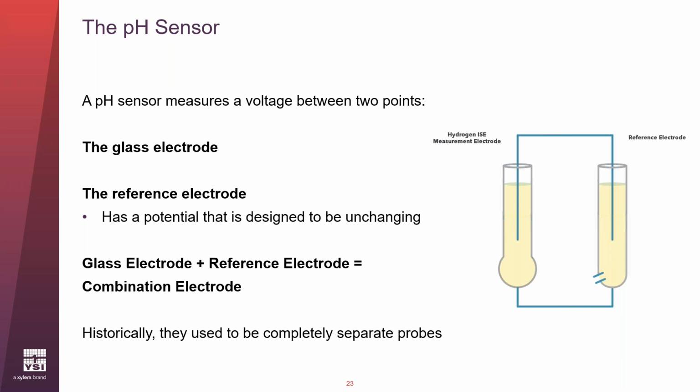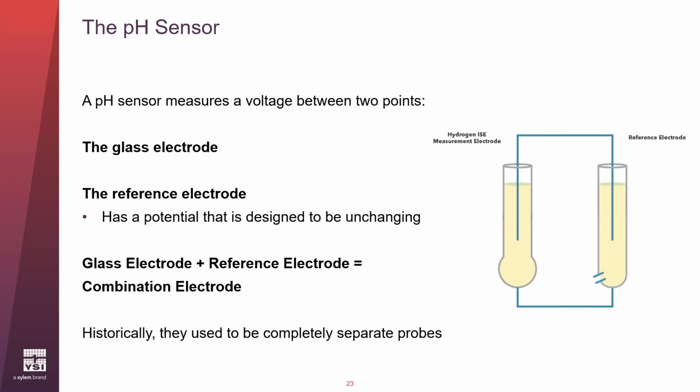The glass electrode is where we will measure a potential. That's the part in contact with the measuring environment. That's the portion that you've immersed in your water, whatever you're testing. The reference electrode contains a reservoir of liquid with a known potential that is designed to remain unchanged. This is the electrode that is referenced when we look for a change in potential.